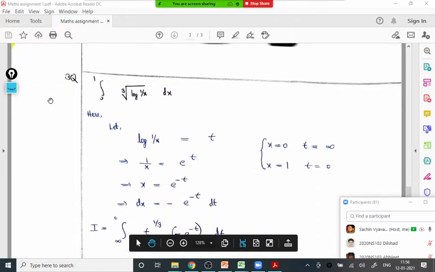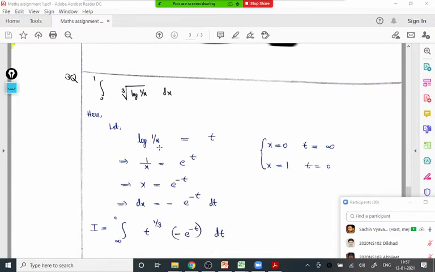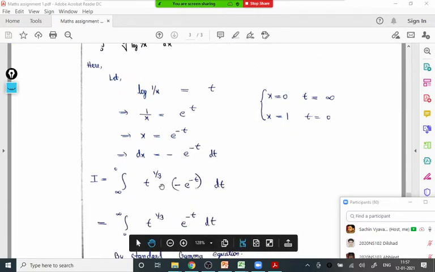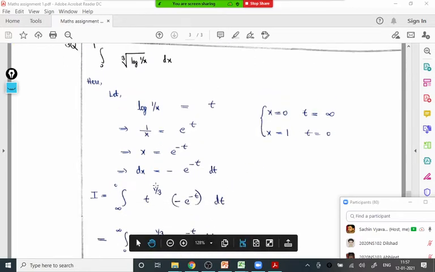1 by x. Cube root of log of 1 by x. So log of 1 by x is equal to t. That's a better substitution. So 1 by x becomes e raised to t, x becomes e raised to minus t, which we want, and dx becomes minus e raised to minus t dt. And the limit is similar to the previous question, because when x is 0, 1 upon 0 is infinity, log of infinity is infinity, and when x is 1, log 1 is 0. So limit goes infinity to 0, and this becomes t raised to 1 by 3.